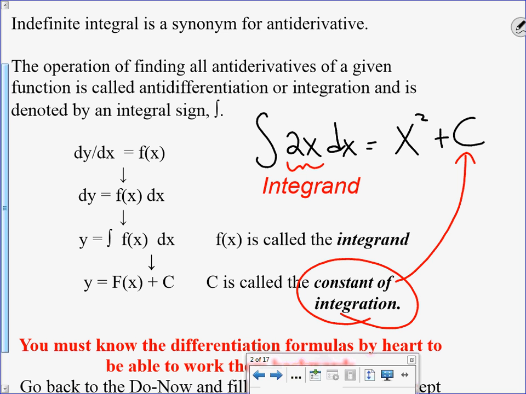plus any constant, right? If it was x squared plus 3, what would the derivative be? If the function was x squared plus 3, what's the derivative? What's the derivative of x squared minus 7? 2x. So we don't want to just say that the antiderivative of 2x is x squared, because really it's x squared plus any old constant. And that constant we call the constant of integration.